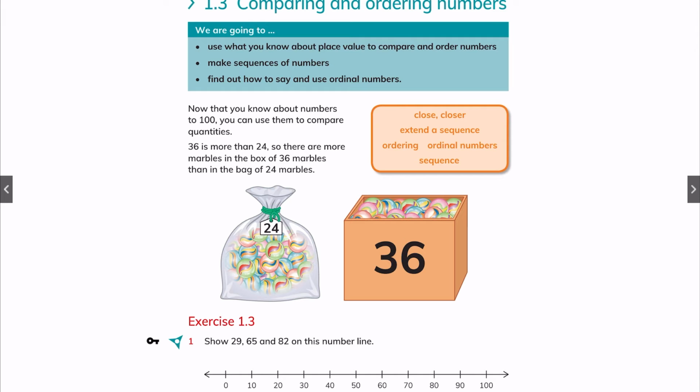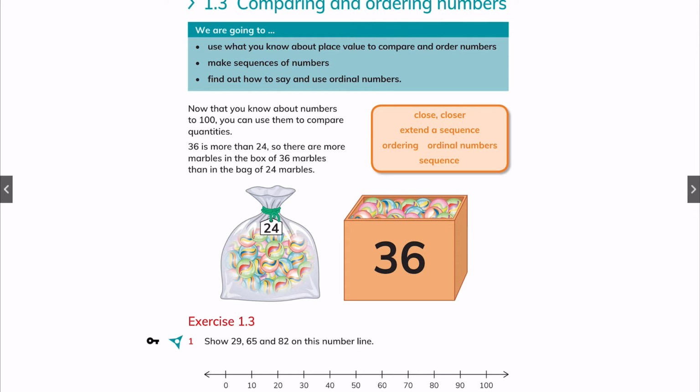In this section, we compare numbers to see which one is bigger, which one is smaller, which one is more, which one is less, which one is closer to the number given. For example, number 40, is it close to 60 or is it close to 50? Number 40 is close to number 50.